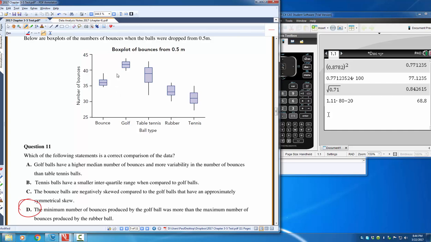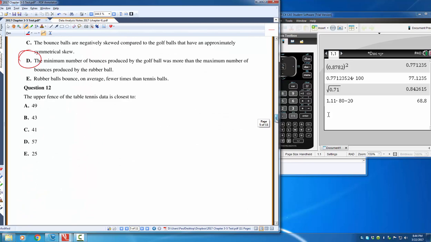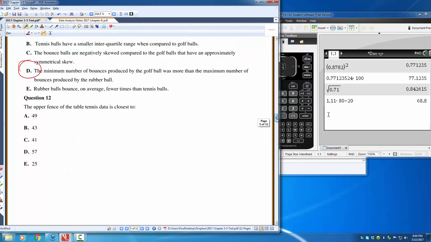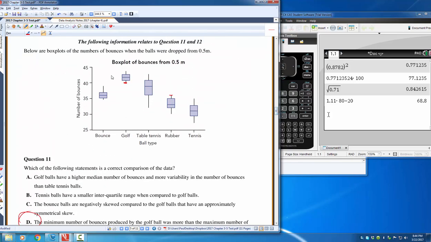The golf ball is here, and what we're looking for is the minimum number of bounces. That's the golf ball's min. And the maximum number of bounces produced by the rubber ball, there's the max. So that's the only one that is correct. The rest of them are all false. Upper fence of the table tennis data is closest to. Let's go to table tennis.